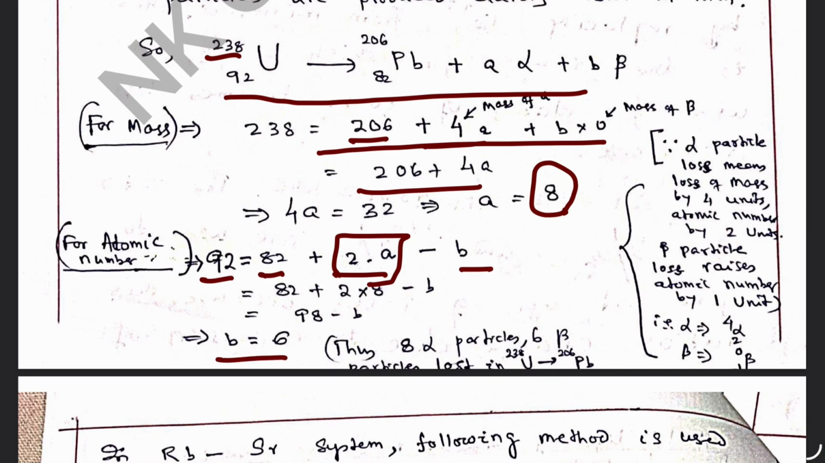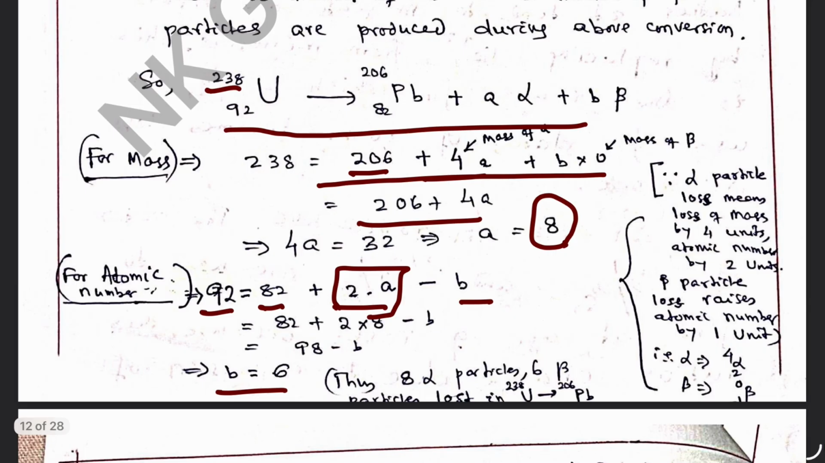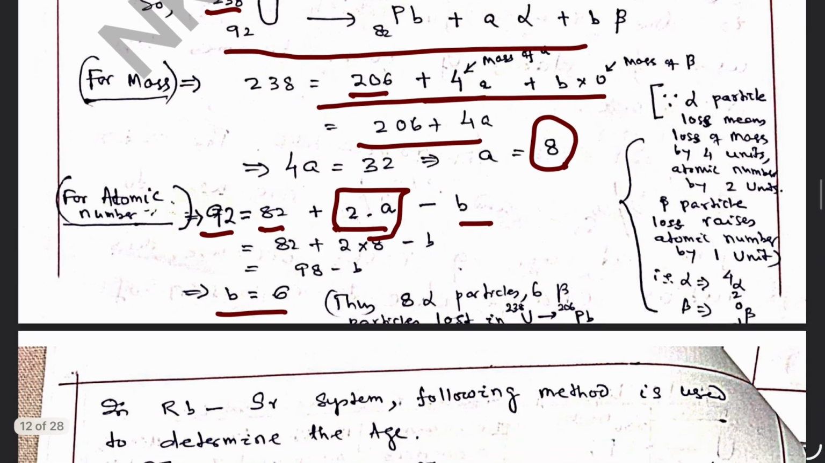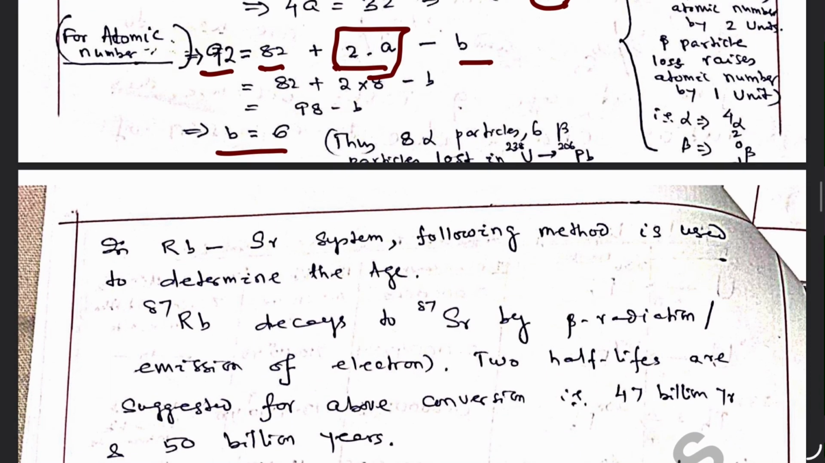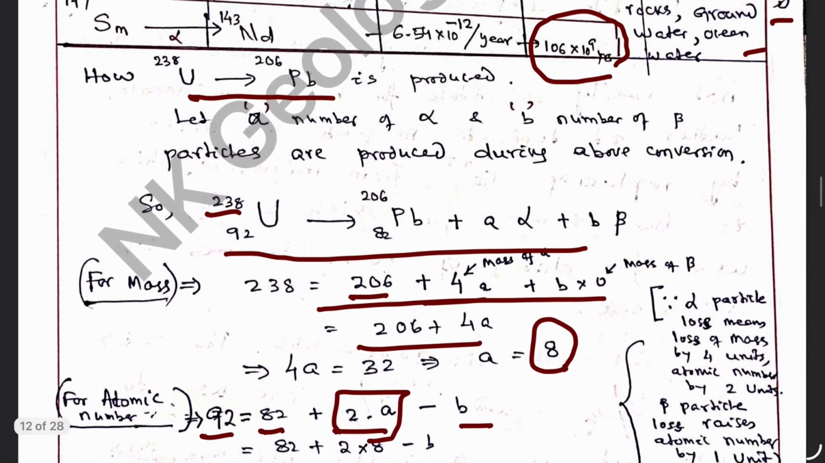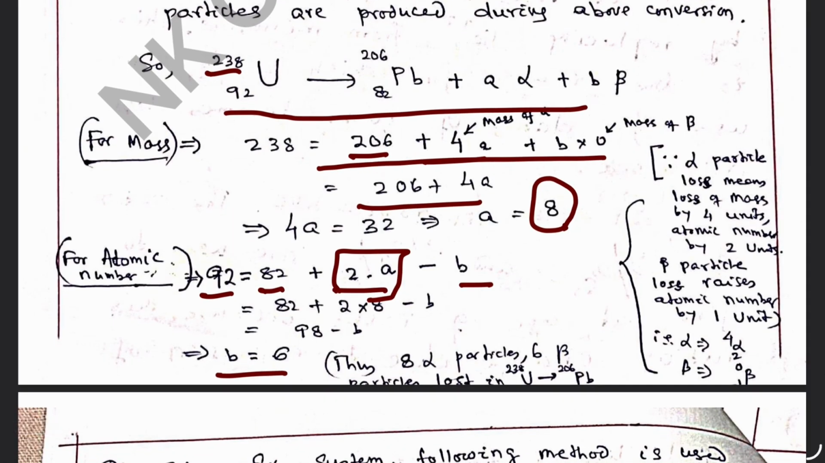We solve the equation: 92 is equal to 82 plus 2 times number of alpha particles minus number of beta particles. So beta particle value becomes 6. So in conversion of uranium-238 to Pb-206, there is a loss of 8 alpha particles and 6 beta particles. So this is the way we calculate the number of alpha particles and beta particles that are produced in the conversion of uranium to lead.